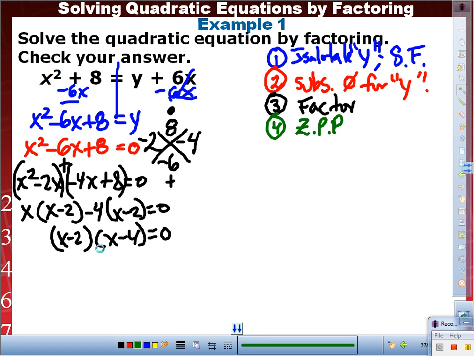X minus 2 times x minus 4 is 0. Or in other words, this times this is 0. So what could this be? What could this be? So what could I write here, Luker? That is correct. That is a zero product property. Copy that, please. Let's go.